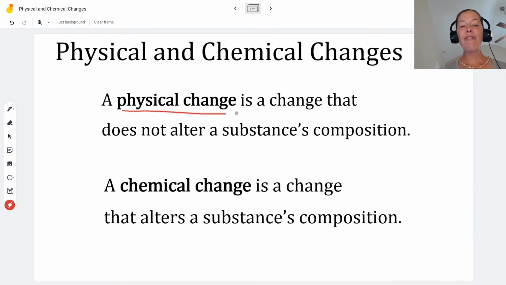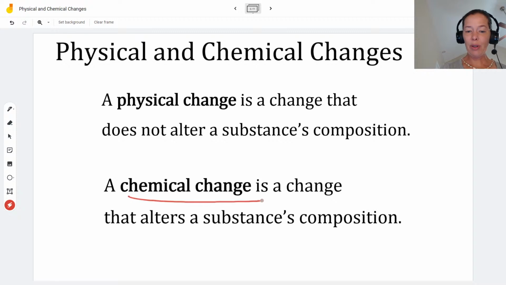Definitions. A physical change. So this is a change that, again, is not going to alter a substance's composition. So you can see how it ties really closely into physical properties. We are not altering the substance when we talk about a physical change. Again, one of the most common physical changes is a phase change. So you can think about, again, melting that ice cube. It looks different, but you haven't actually changed the composition of water. It's still H2O.